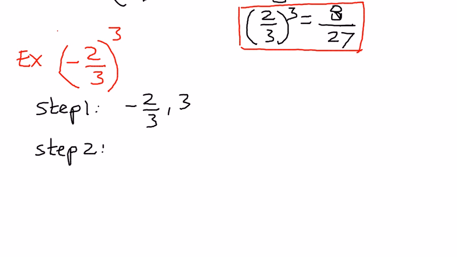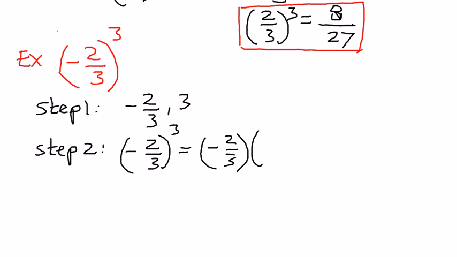In step number 2, we're going to recall the concept and apply it here. The concept is telling us the number of times the base term needs to be repeated is indicated in the exponential term. Therefore, negative 2 over 3 raised to the power of 3, we're going to repeat the base term 3 times. Negative 2 over 3 is repeated 3 times like this. Negative 2 over 3 times negative 2 over 3.